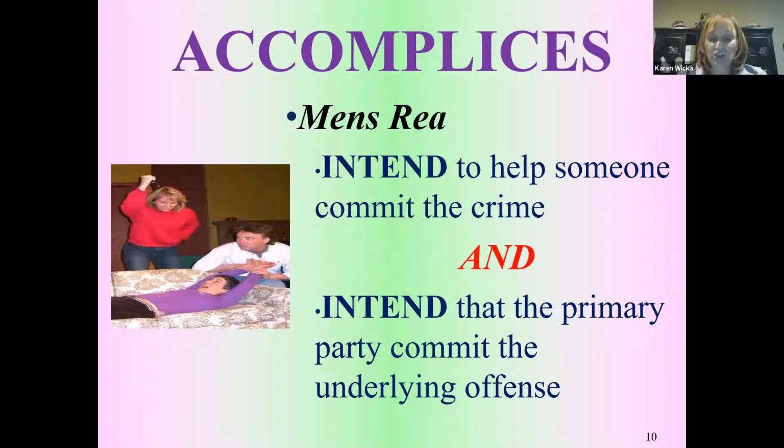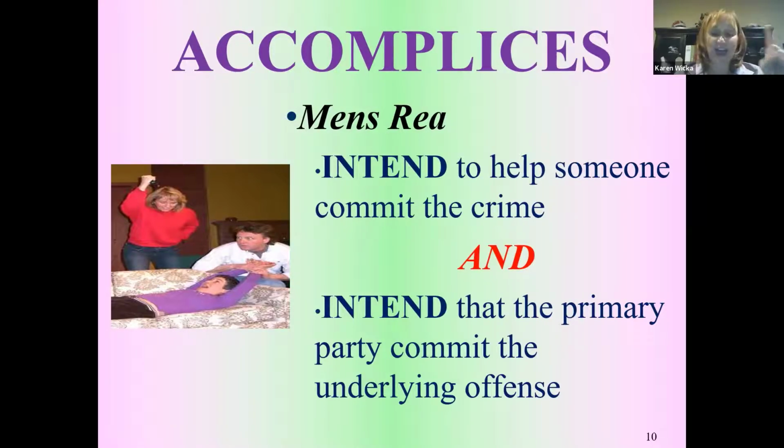So it's intentional. And you have to also show that you intended that the primary party commit the crime. So it wasn't that you just intended to help. You also intended and wanted the primary principal in the first to actually carry out the criminal act. You had your own intent or want for that crime to be carried out. So that's where it gets tricky. You have to prove both things.